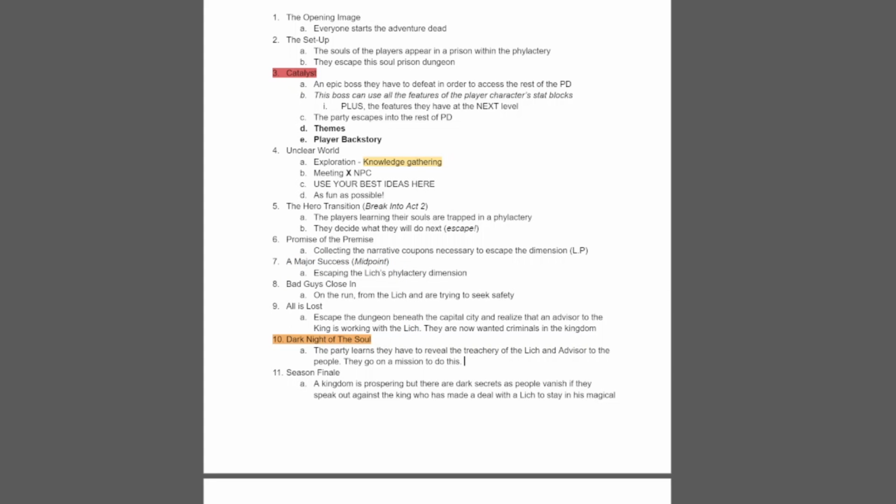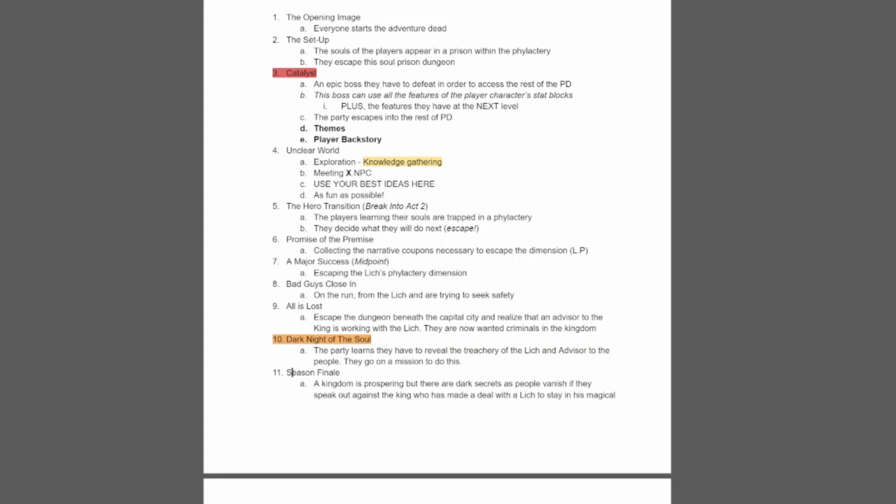And then we move into Dark Night of the Soul, like session 10, 11, probably somewhere in between. That's when they realize the Lich and the Advisor are together. They are on the run. They're wanted criminals. Now they're fighting against this. This is when they're taking time to, once again, be heroes. This is like a mini hero transition, sped up. They go, things are bad, but now we have to do this thing. It's not a time to give up.